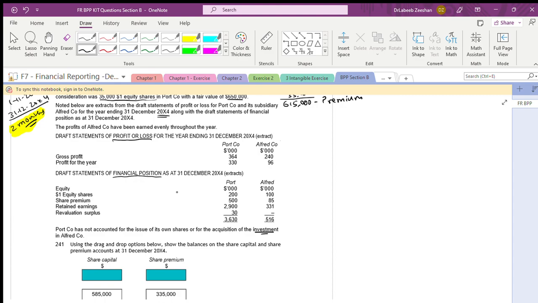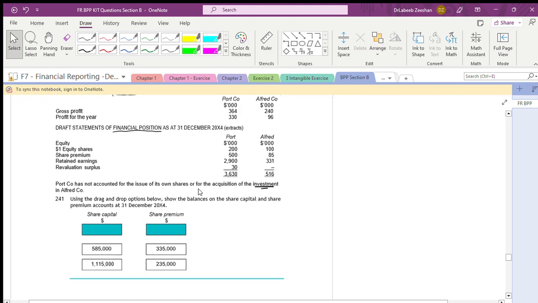Show the balance on the share capital. See, when you say it is a drag and drop option, we have to do the calculations first. Now, how much is the share capital and how much is the share premium? See the thing, we are talking about the share capital of how much?